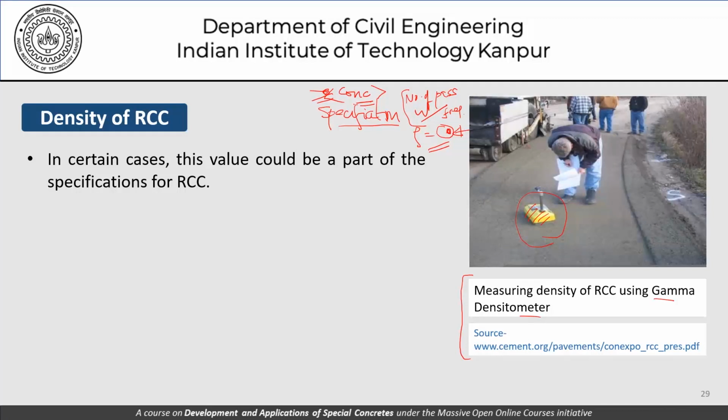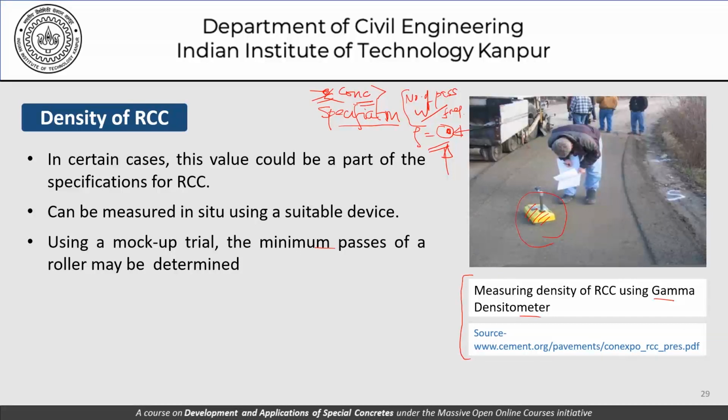But density becomes our performance parameter when it comes to determining the number of passes or the weight of the roller used and so on. We can have both. We can have either the density of this or at least so many passes. As is given here, this value could be a part of the specifications, can be measured in situ using a suitable device. In a mock-up trial, the minimum number of passes which are required to get a certain density, or to try to get a curve which tells us the relationship between the number of passes and the density achieved.